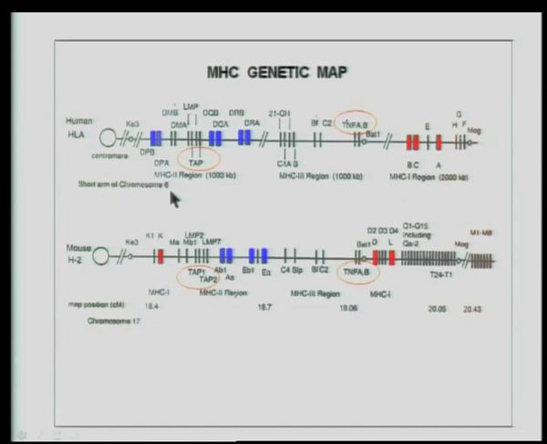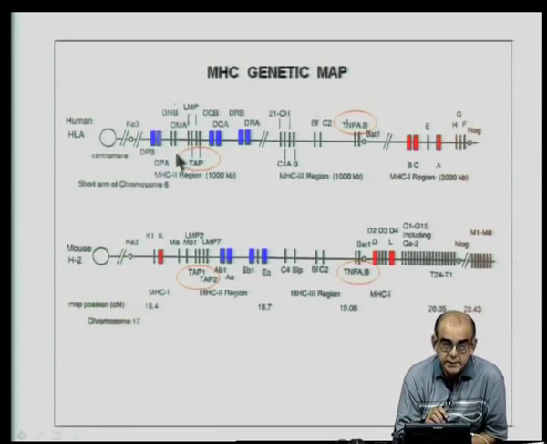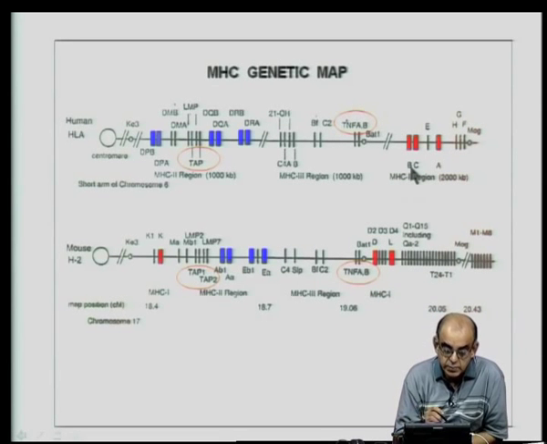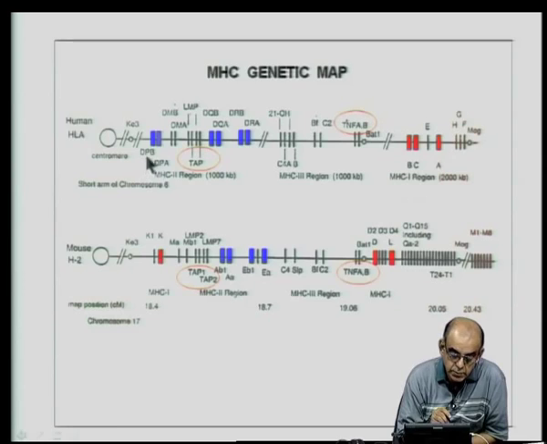So, going to the MHC genetic map, this genetic map shows you that there are different kinds of MHC antigens, as I told you, class 1 and class 2 antigens. Class 1 is signified by the red rectangles over here, called A, B and C. So, HLA-A, HLA-B and HLA-C are class 1 molecules, as opposed to class 2 molecules, which are shown over here.